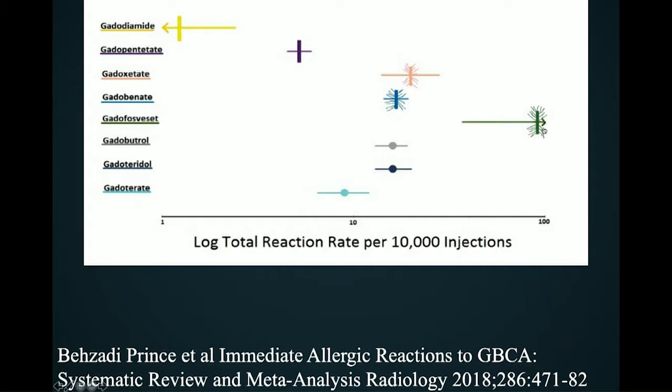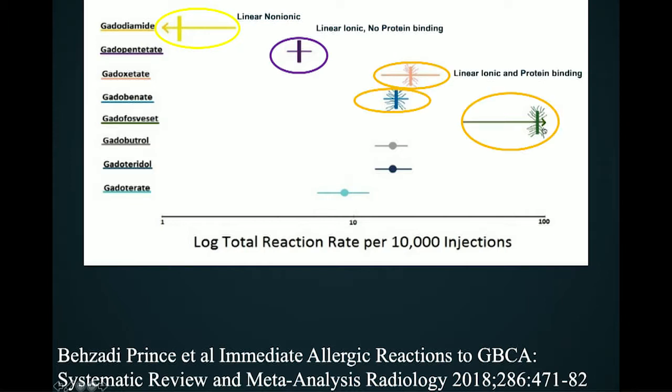There's been recently a meta-analysis looking at 10 papers, nearly 1 million patients, on rates of allergic reactions that shows these effects on a large scale. So if you look at gadodiamide, which is a non-ionic linear agent, it actually has the lowest rate of allergic reactions. Magnevist, which is linear ionic, no protein binding, has a higher rate, but still lower than all the others.